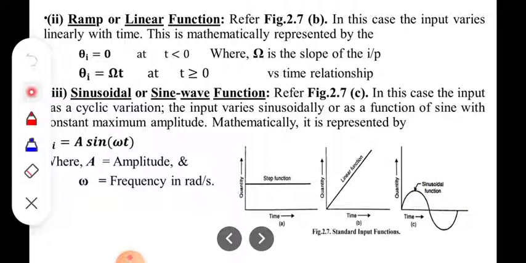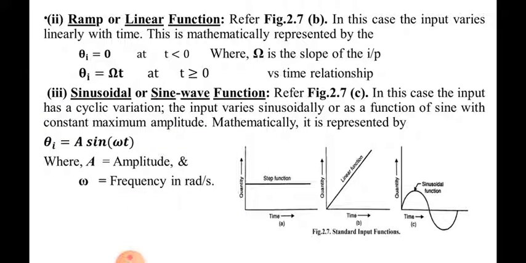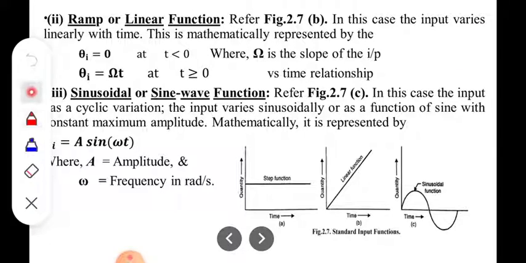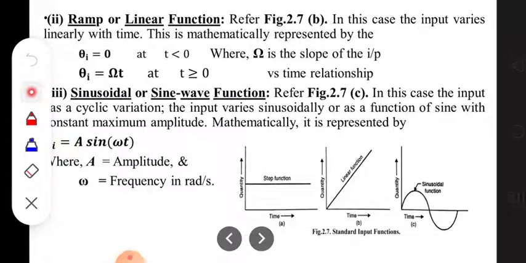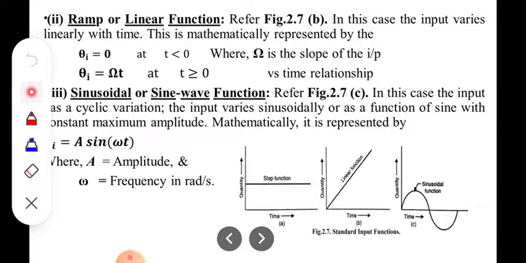Okay, in this case the input has a cyclic variation, the input varies sinusoidally, as a function of a sine wave with constant maximum amplitude. Here theta I equal to A sine omega t, where A is amplitude and omega is frequency in radian per second.